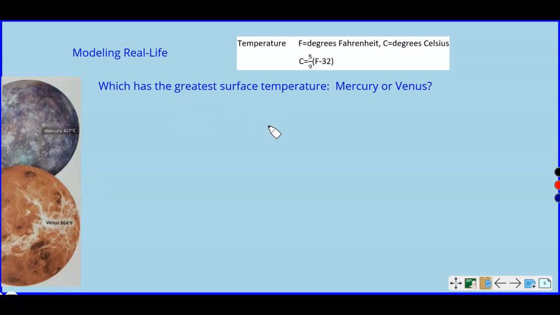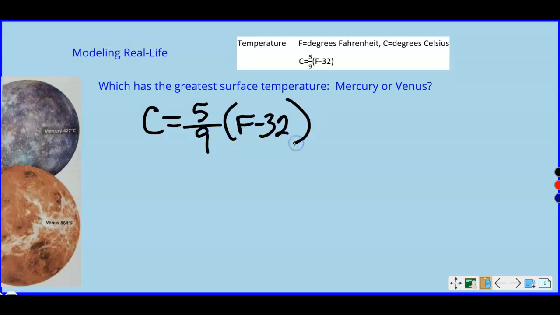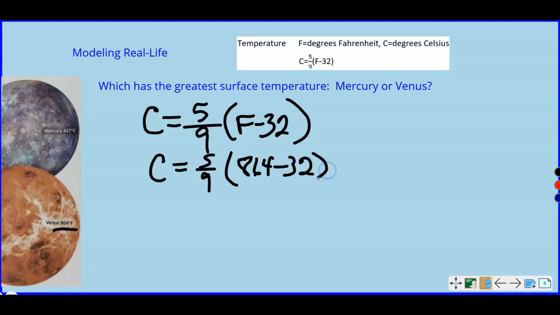All right, so since we're given the formula here, Celsius equals 5/9 times Fahrenheit minus 32. Let's just take the one that's in Fahrenheit and plug it in. So right here it says Venus is 864 degrees Fahrenheit. So we can convert that to Celsius. So we got Celsius equals 5/9 times, we're going to take 864 and subtract 32. All right, 864 minus 32 is 832.